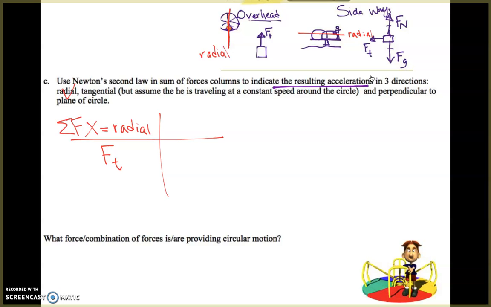Then we want to do tangential, and tangential is maybe a little challenging to think about. Let's have this be green. That means tangent to the circle. So tangent to the circle is going to be right here. This is tangential. I'm going to call this the z direction, and there's a reason for that. We're calling it tangential, so it's tangent to the circle.